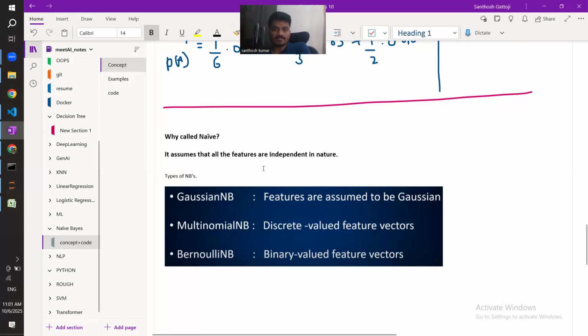But still we use it in most of the cases, making some assumptions. Strictly speaking, why it's called naive Bayes is because it assumes that the features are independent in nature.